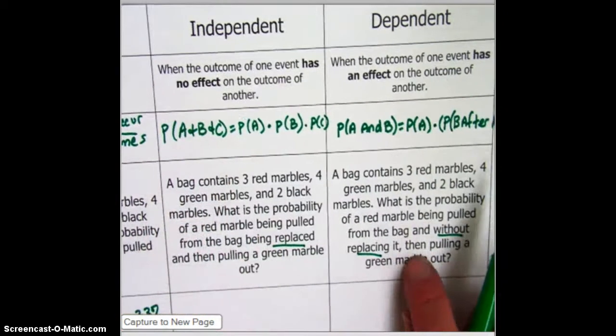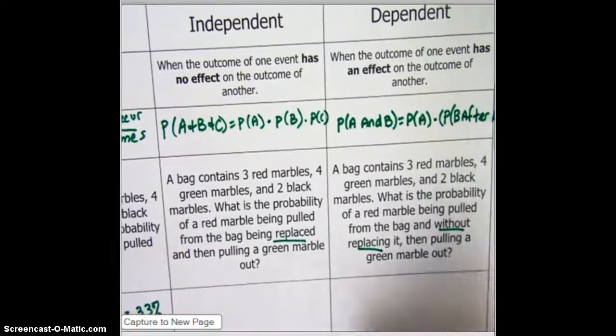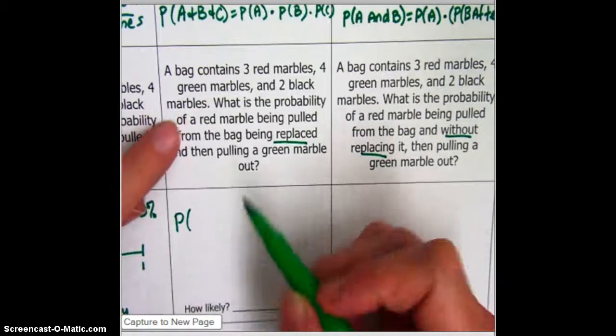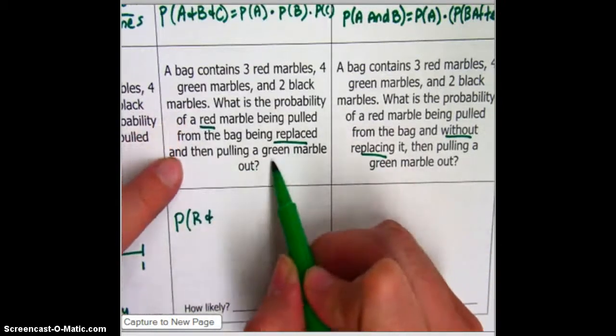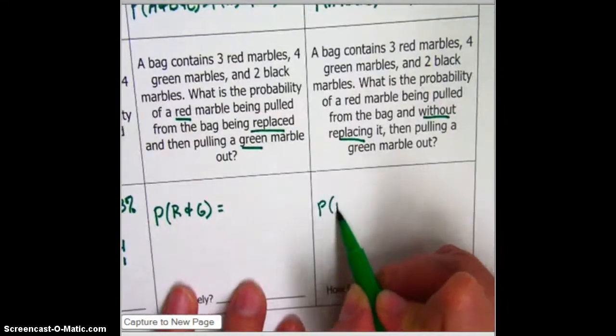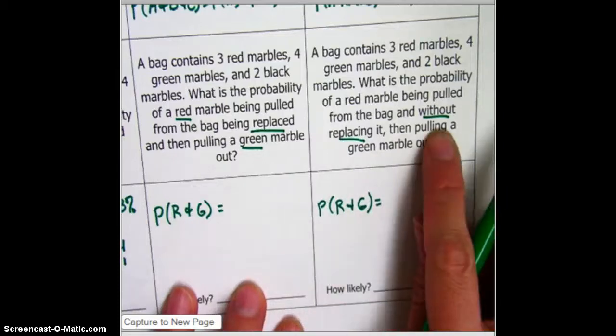With dependent events, the first is different from the second, which is different from the third, which is different from the fourth. So what is the probability of pulling a red and a green? And again, these are being replaced. And the same thing here, what is the probability of a red and a green? But these are not being replaced.